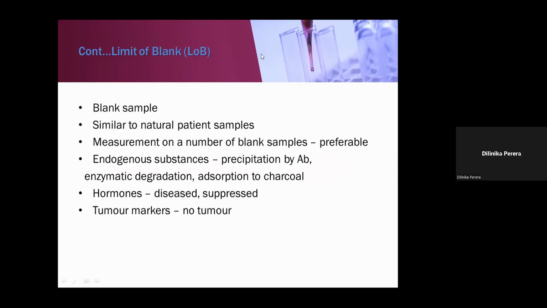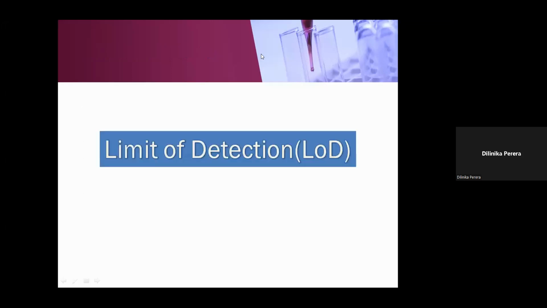To obtain a blank sample, we can use precipitation techniques with antibodies, enzyme degradation, or adsorption to charcoal. For some hormones, if the patient is diseased or suppressed, we can use that sample. And when the patient has no tumor, if you are working with a tumor marker, we can use that sample. So depending on the analyte, you can take different types of blank samples.